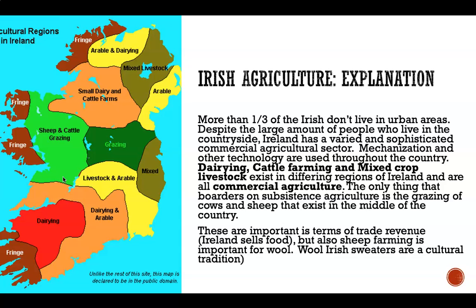I've also looked at commercial agriculture, which Ireland has a lot more of than maybe some of your developing countries. I looked at 3 different types of things like dairying, cattle farming, mixed crop livestock, and labeled them commercial agriculture. And we looked at grazing and maybe talked about how that might be subsistence.